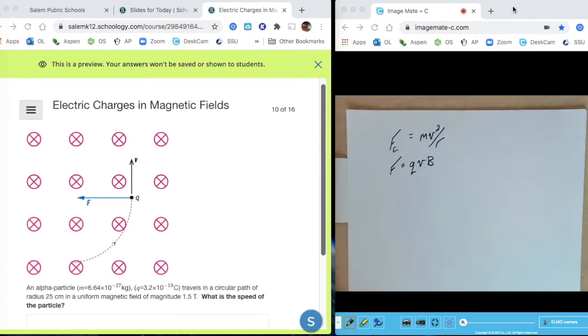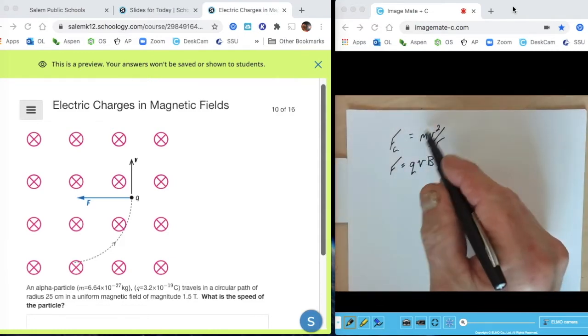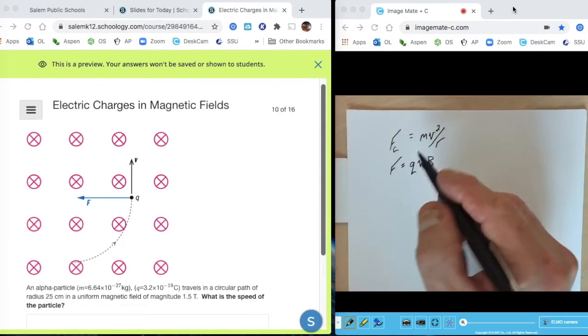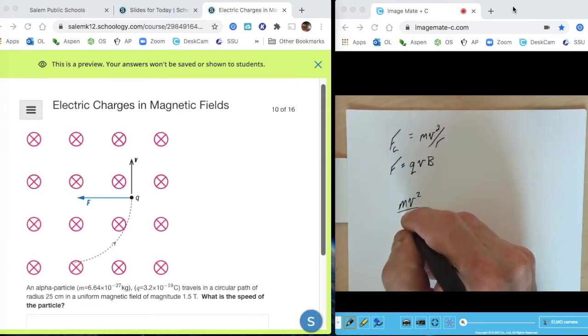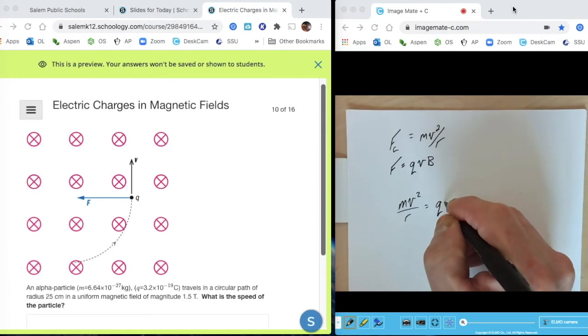What is the force on this particle in this picture? Well, it's a magnetic force, and what's it equal to? QVB. It's also equal to the force pushing it into that circle. So mv squared over r, the centripetal force, is a magnetic force.